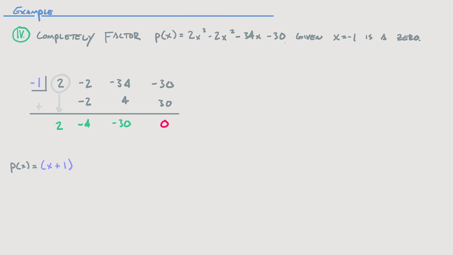We should get 0, because we're saying here -1 is a 0, which means when you evaluate it, you get 0, which means by the remainder theorem, the remainder should also be 0. So this is the quotient that we end up getting when we use x plus 1 as the divisor. And now I'll just focus on factoring this thing.